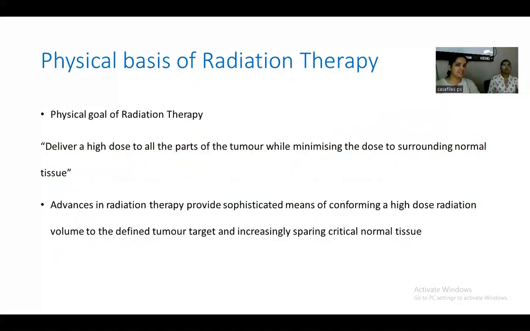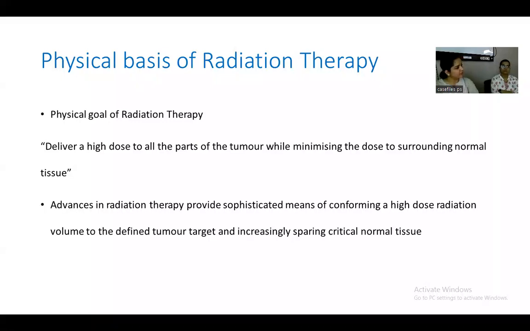Now coming to the physical basis of radiation therapy. The physical goal of radiation therapy is to deliver a high dose to all parts of the tumor while minimizing the dose to the surrounding normal tissue. Advances in radiation therapy provide sophisticated means of conforming a high-dose radiation volume to the defined tumor target and increasingly sparing the critical normal tissue.